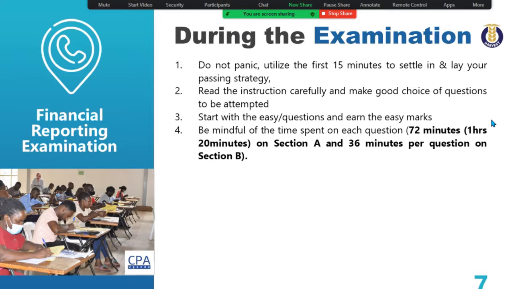Be mindful of the time on each question. Now, as I've told you, passing is planning. You must plan for the time. You've been given 3 hours. You can be given the whole day, but right now you're given only 3 hours. So you must utilize the 3 hours. You must plan for them.